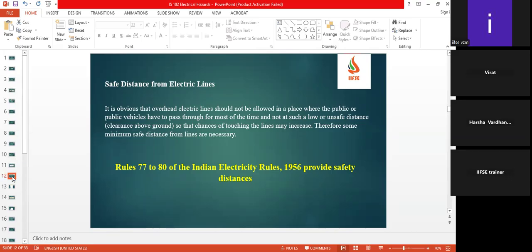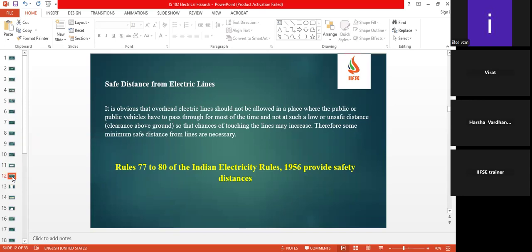As we saw in the video also, the excavator passing underneath an electrical cable, I mean a bare electrical cable, became involved in the circuit. So it is obvious that overhead electrical lines should not be allowed in a place where the public or public vehicles have to pass through most of the time, and not at such low or unsafe clearance above the ground, so that the chances of touching the lines may increase. Therefore, some minimum distances from these lines are necessary.